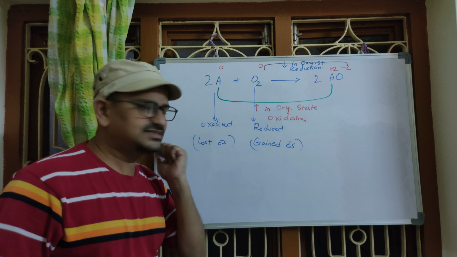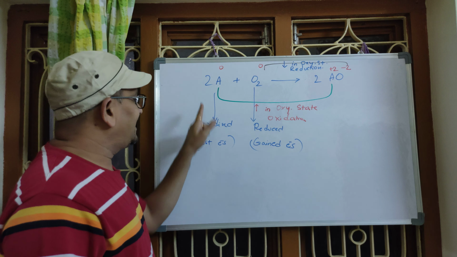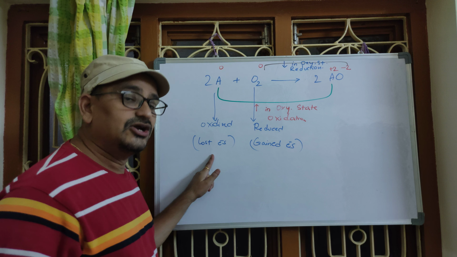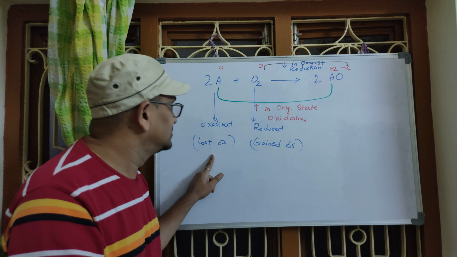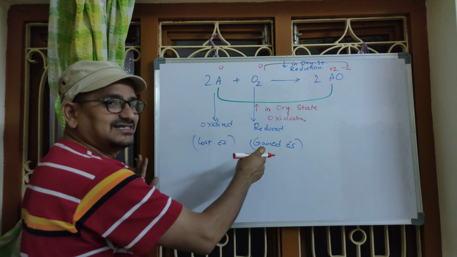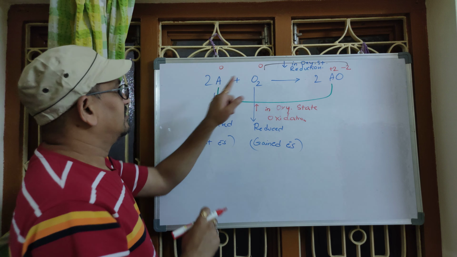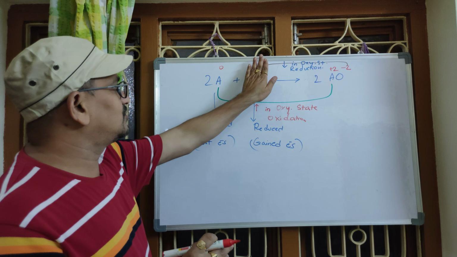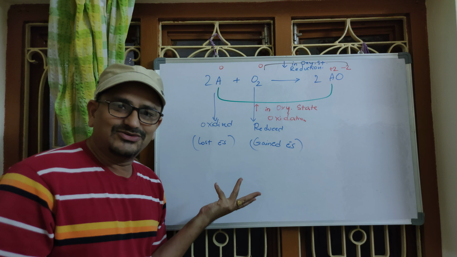Now my question is, A is oxidized and lost electrons to whom? A is said to be oxidized because it had lost electrons. To whom had it lost electrons? To oxygen. So just because of oxygen it is oxidized. If there is no oxygen, it cannot be oxidized, no?